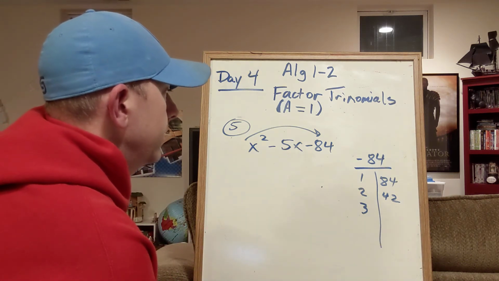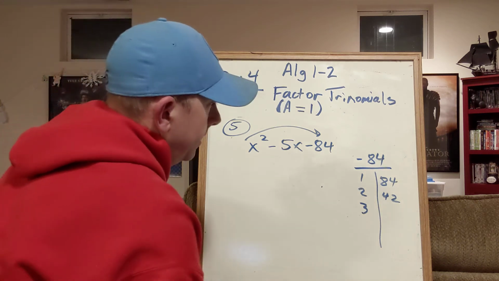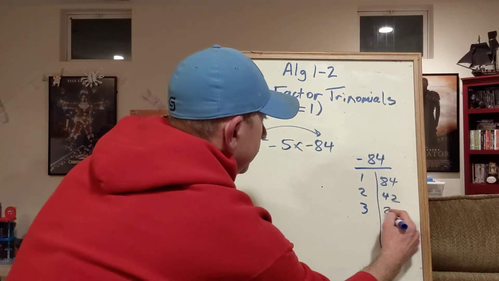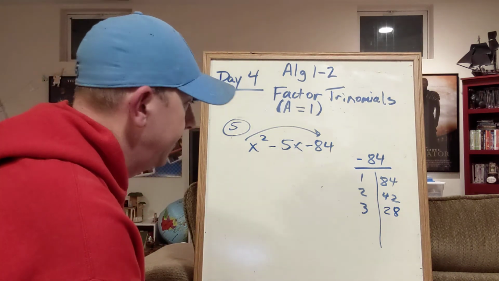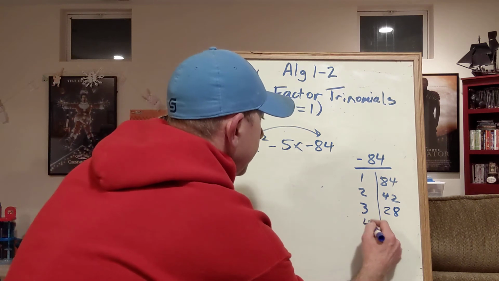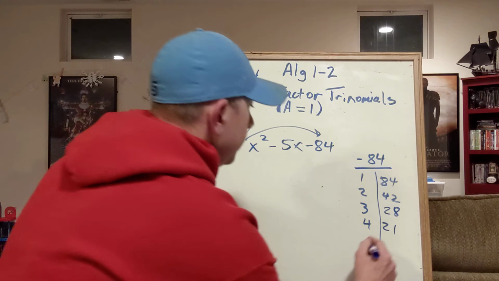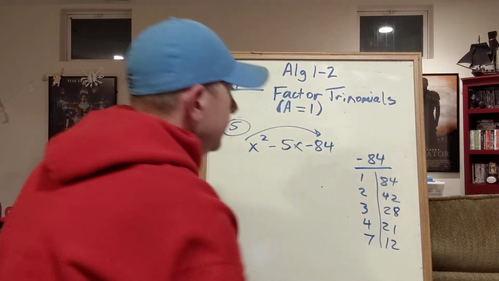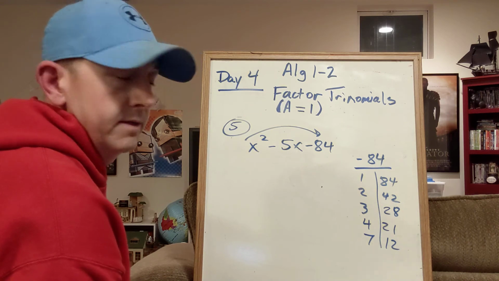So we're going to get, was it 28, I think? 3 times 28. Sorry, I have to do a little mental math here and not ruin the rest of the video. 4 is going to work, right? 4 times 21. 5 is not going to work. 6 is not going to work. 7 times 12 works. And I think that's the last one, because 8 doesn't work. 9, 10, none of those work.